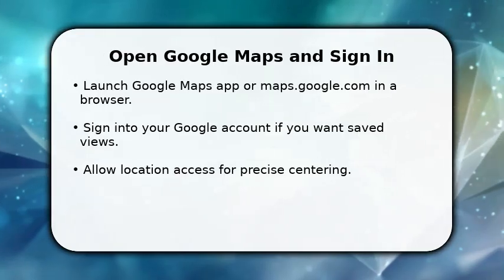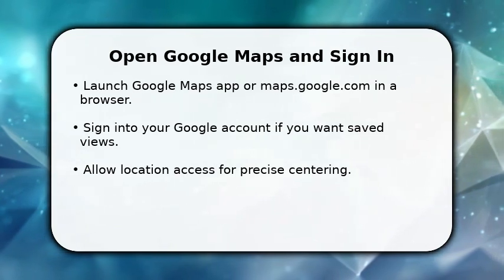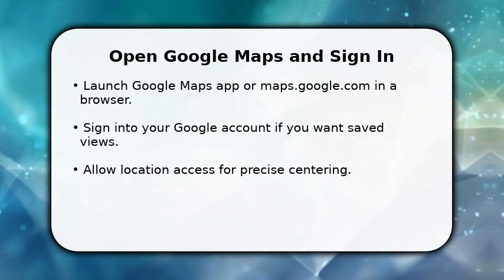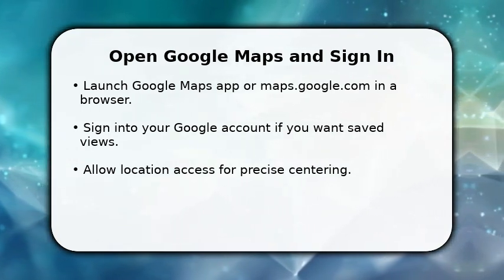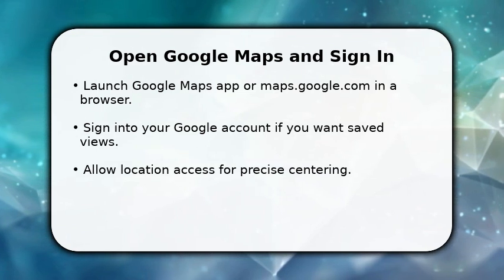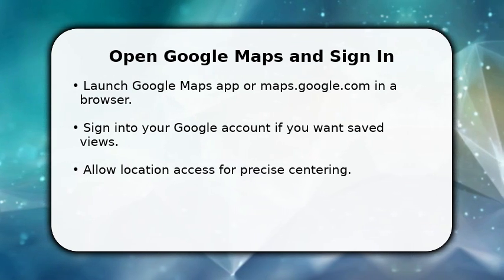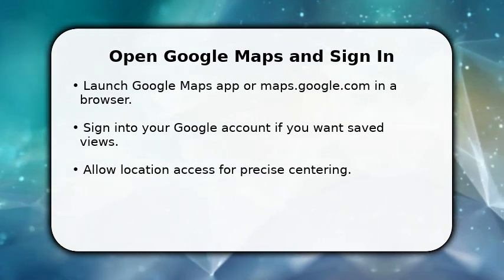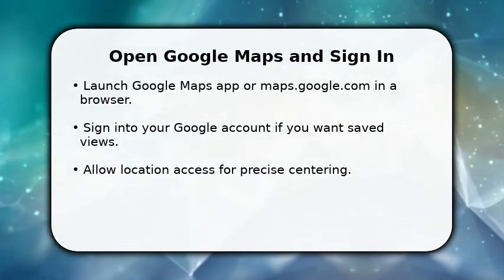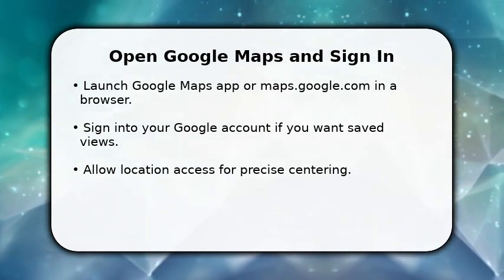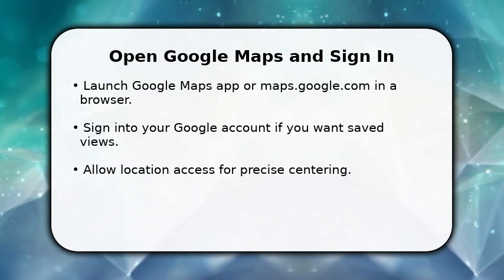You start by opening Google Maps on your phone or browser and signing in if you want saved preferences. Once done, make sure location access is enabled so the map can center on you. This speeds later steps. Tap or click the map to wake controls and look for the layers or map type icon, usually a stack or diamond. This is the control you'll use next to switch views. Go ahead and open it now so you're ready for the satellite option.